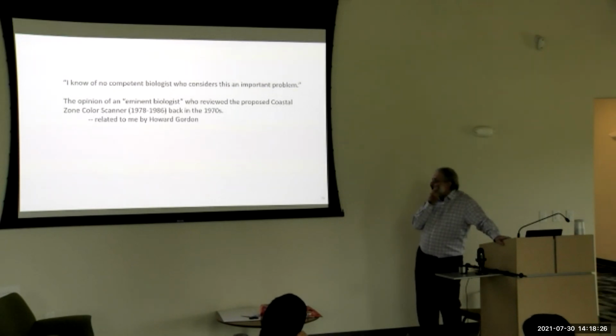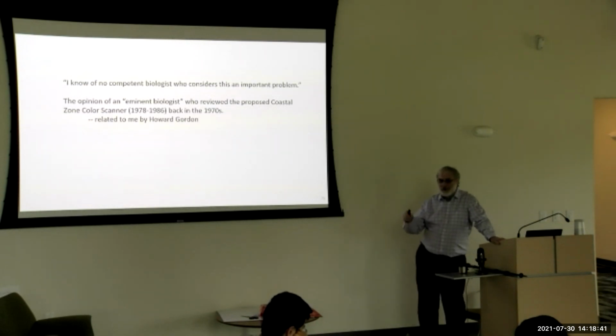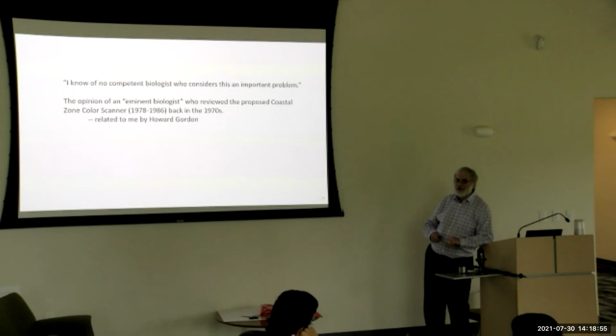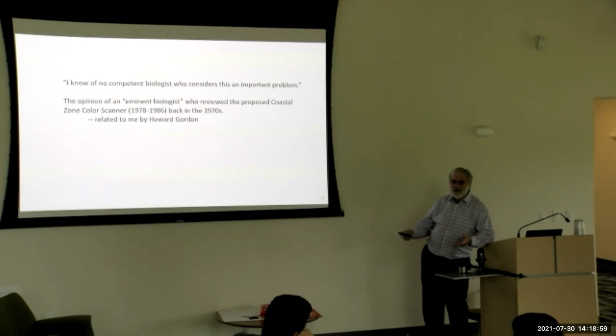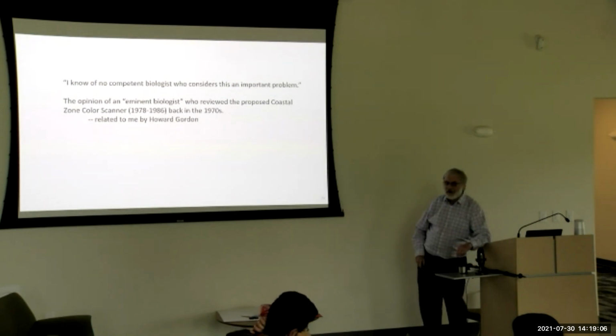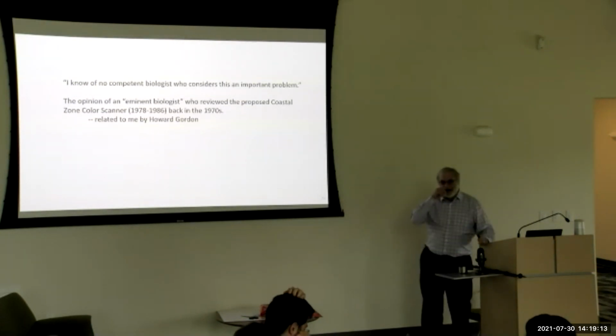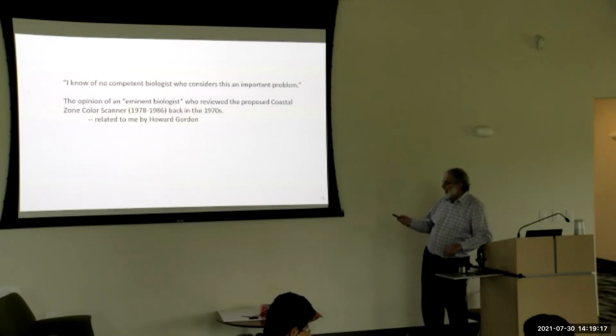Well, of course, anytime you want to spend a few hundred million dollars on a satellite, it has to get reviewed by all sorts of luminaries. And so Howard Gordon told me one time that in one of the reviews of what was to become the Coastal Zone Color Scanner, an eminent biologist, so he probably had a Nobel Prize or something, reviewed the proposal and he said, quote, I know of no competent biologist who considers this an important problem. That is measuring chlorophyll in the ocean. Obviously the guy was a terrestrial biologist, or he counted butterfly wings or whatever it was. But that was the opinion of this eminent biologist. Fortunately, NASA had enough sense to ignore this bozo, and the rest is history.